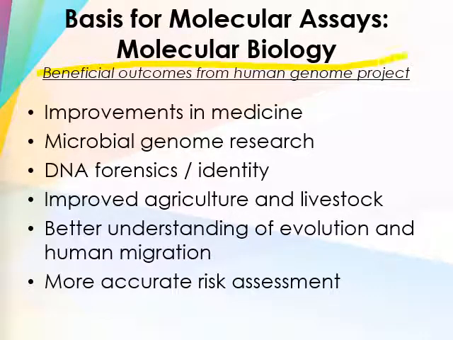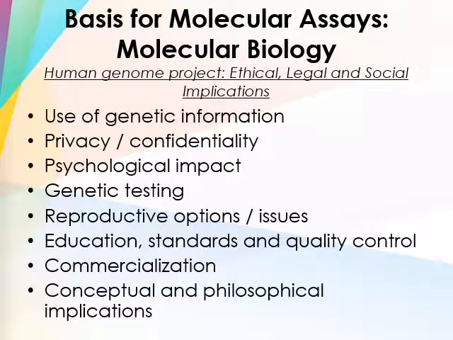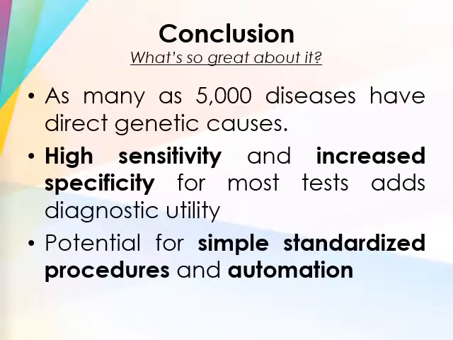Beneficial outcomes from the Human Genome Project: improvements in medicine, microbial genome research, DNA forensics, improved agriculture and livestock, better understanding of evolution, and more accurate risk assessment. Human Genome Project, the ethical, legal, and social implications: use of genetic information, privacy, psychological impact, genetic testing, reproductive issues, education, standards and quality control, commercialization, and conceptual and philosophical implications.